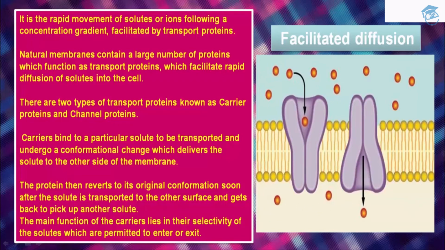See, this is the other part of the membrane, and the solute has been transferred here. Then this protein reverts back to the normal shape, or original conformation, after the solute is transported to the other surface, and it gets back to pick up another solute. The main function of the carrier protein lies in their selectivity of the solute. That means solute and carrier protein are very selective for each other, and so the carrier protein is very selective in nature about which solutes are permitted to enter or exit.